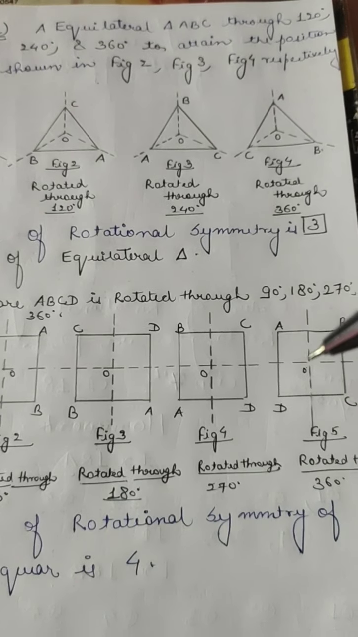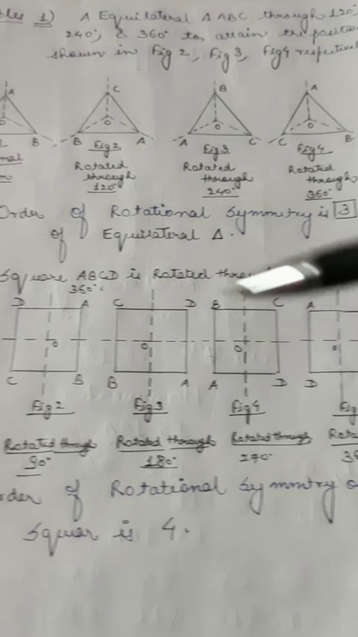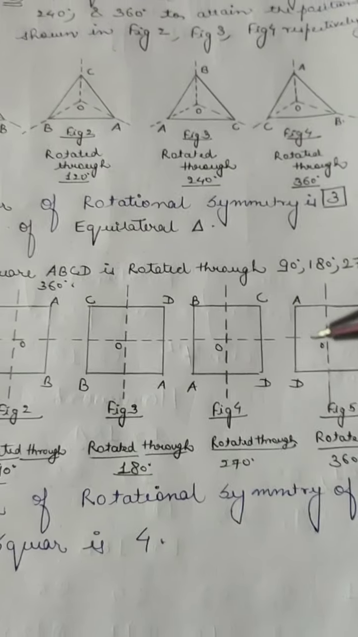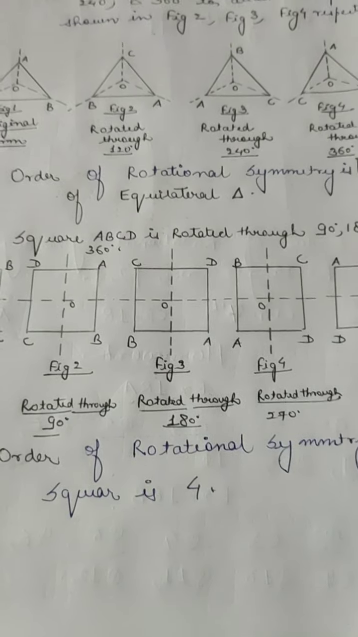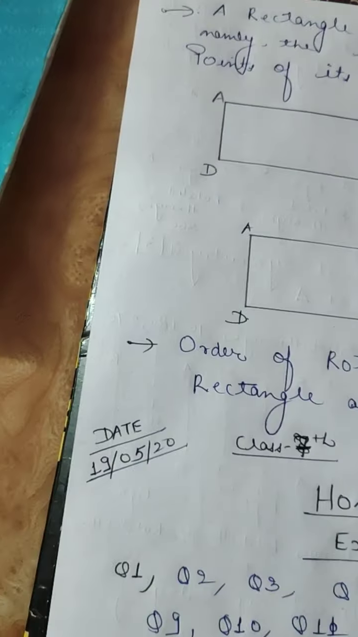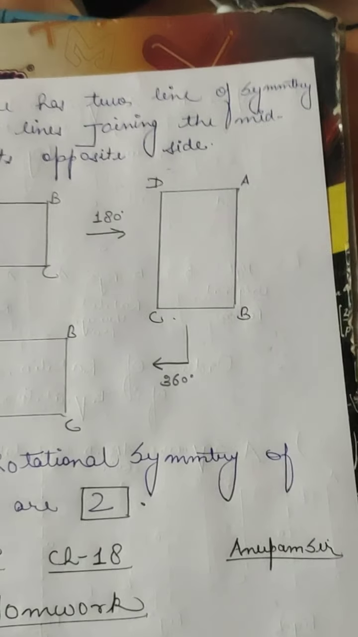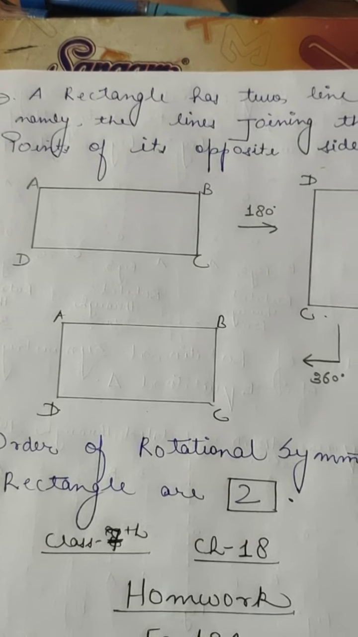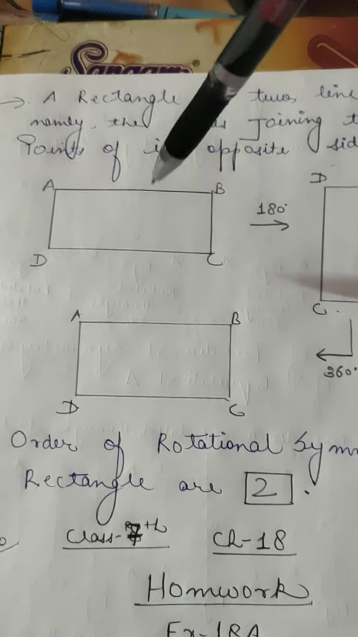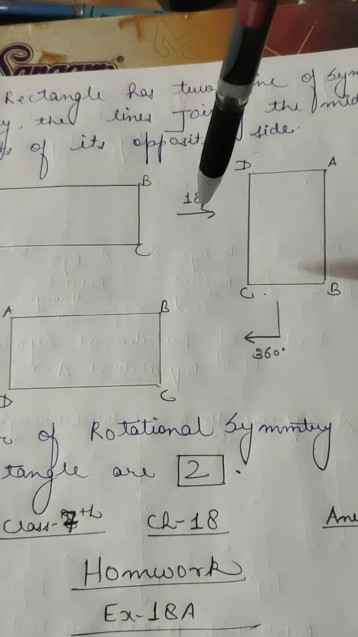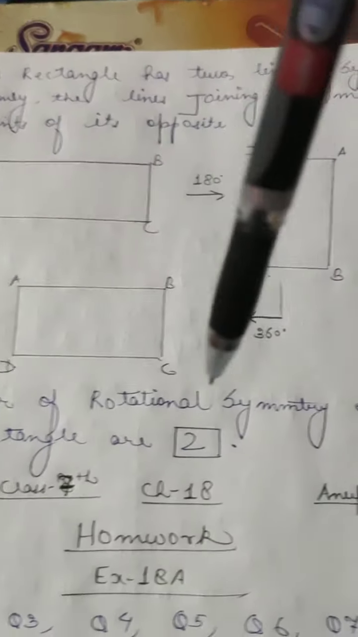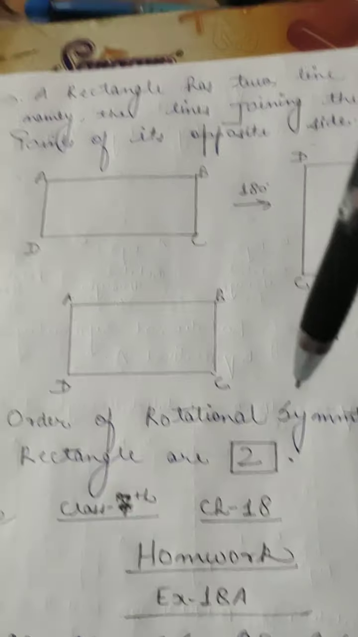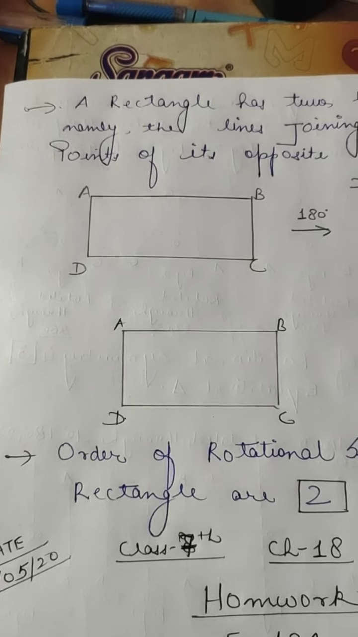So in how many rotations is the square getting its original figure? After 4 rotations, first, second, third and fourth, you will get the original square. So the order of rotational symmetry in case of a square is 4. Now consider the rectangle. A rectangle has 2 lines of symmetry. And what about rotational symmetry? When a rectangle is rotated by 180 and 360 degrees, then we get the original rectangle. So what is the order of symmetry in case of a rectangle? It is 2. So based on that, you have to complete exercise 18b.